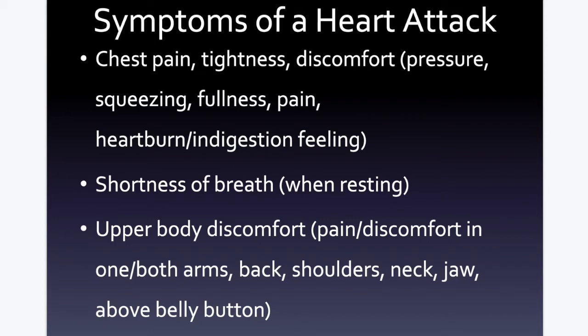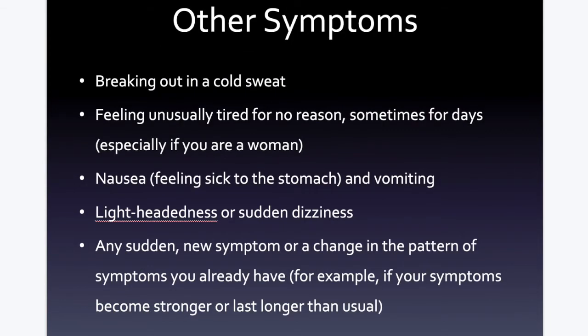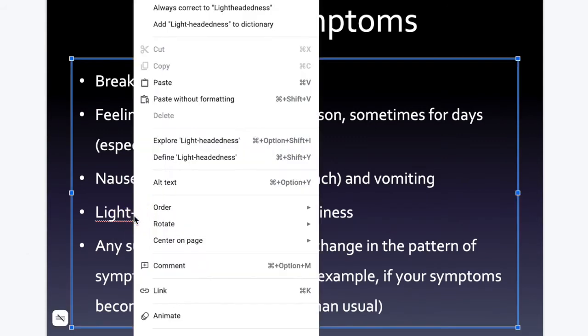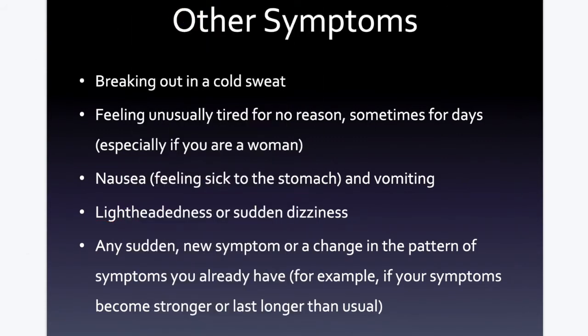Okay, so if you know somebody is having pain in the left arm, that is a very common sign of a heart attack. You might have back pain, you get pain in your shoulders, in your neck, pain in your jaw. That seems to be a more common symptom for women than men. Some other symptoms, you might break out in a cold sweat. You might feel really, really tired for days, and that's another sign if you are a woman. Possibly feeling nauseous and vomiting even. Might become lightheaded or sudden dizziness out of nowhere.